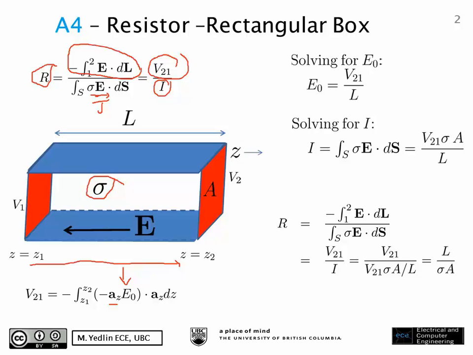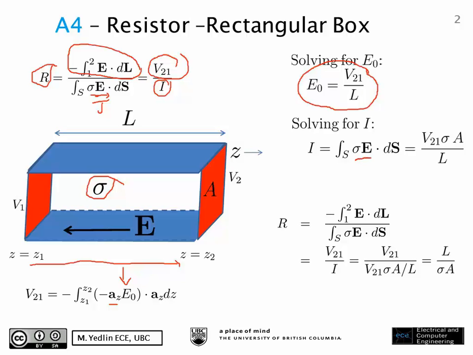It's the integral of a constant from Z1 to Z2: E0 times L, and you could easily solve for V21, E0 and L and get the relationship for E0. This is not a difficult thing to do. We do the same for the current. This is similar to the wire example we did in class.